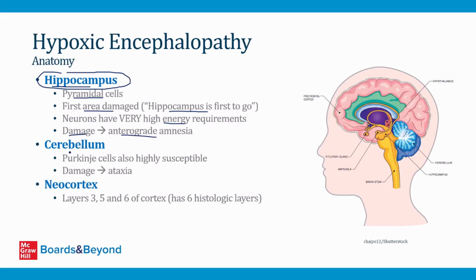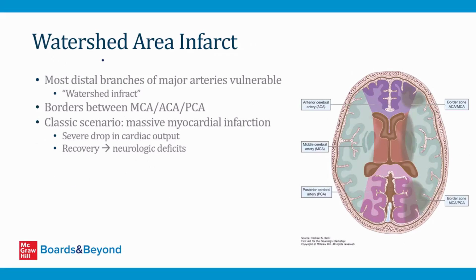Another structure that's famous for being vulnerable to ischemia is the cerebellum, shown here in this picture. It has cells called Purkinje cells that are also very dependent on oxygen and glucose, and so they're highly susceptible to ischemia. And then when you have damage to the cerebellum, this leads to problems with balance and ataxia. And then finally, the neocortex refers to basically the major regions of the cortex of the brain. And histologically, it can be divided into 6 layers. And it turns out that layers 3, 5, and 6 are the most vulnerable to hypoxic damage when there's loss of blood flow.